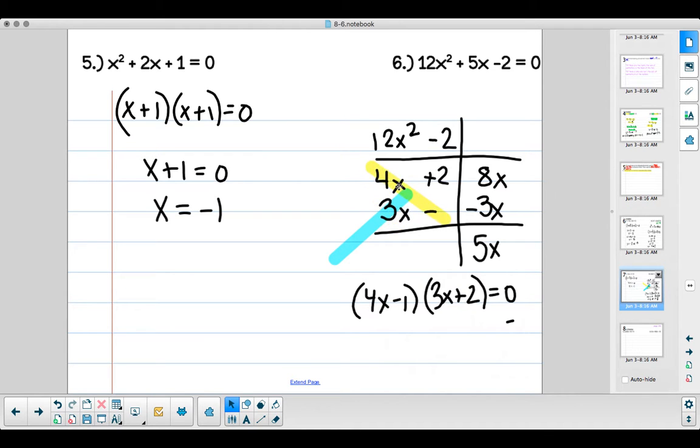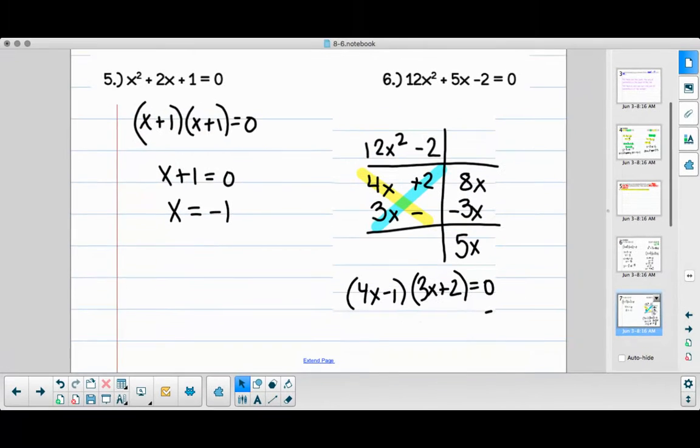Okay, so when we're factoring going down, 12x squared could be 12x and x. It could be 2x and 6x. It could be 3x and 4x. I went with 4x and 3x here. And then the 2 can only be 2 and 1, so that makes it a little easier on us.